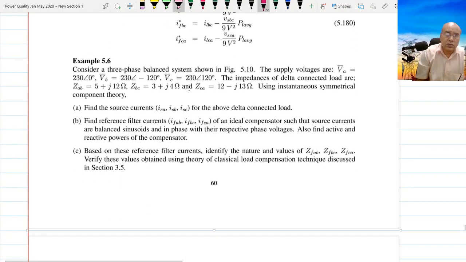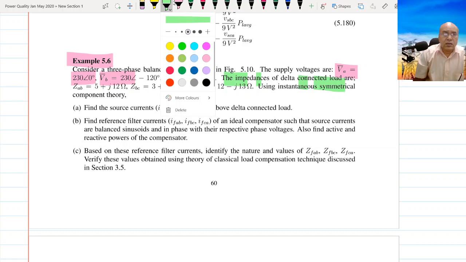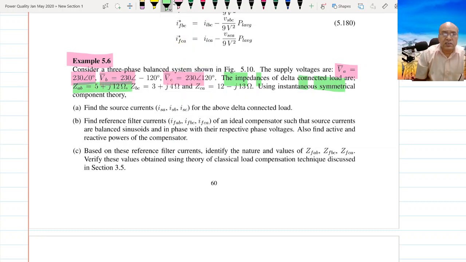Five point six. So this is example 5.6. Consider a three-phase balanced system on figure 5.10, which I have already discussed. The supply voltages are VA is 230 angle 0, so they are like reference phases, VB and VC. The impedances for delta connected loads are ZAB, ZBC, and ZCA. So they are unbalanced three-phase delta connected loads.